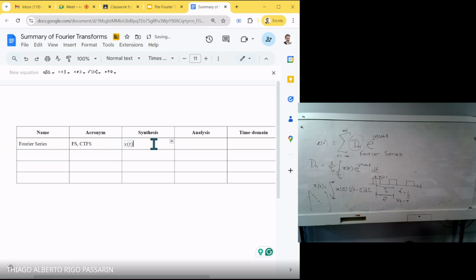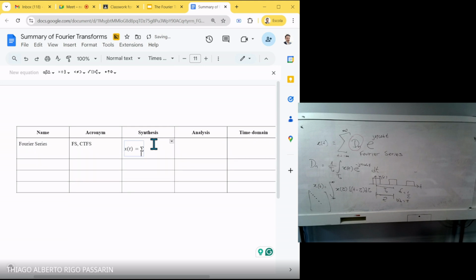Okay, x of t is the result of the sum from n from minus infinity to infinity of dn times e to the jn omega 0 t. This is the synthesis equation.